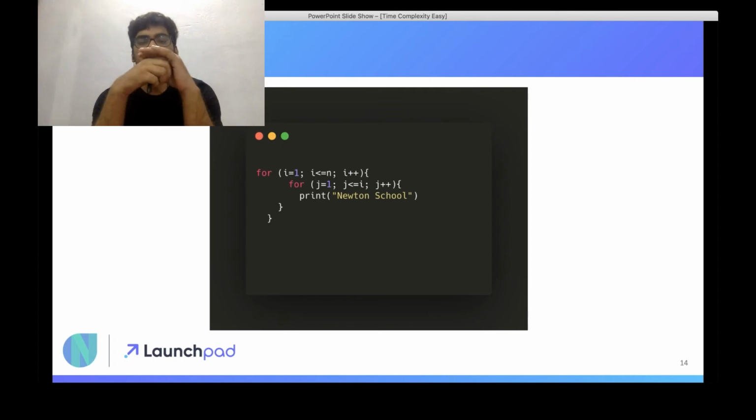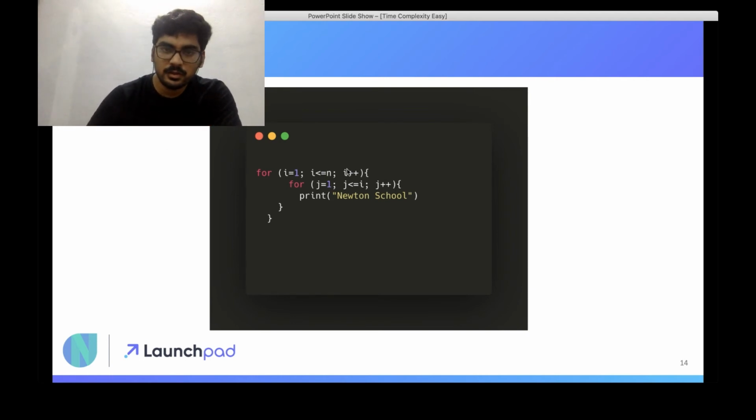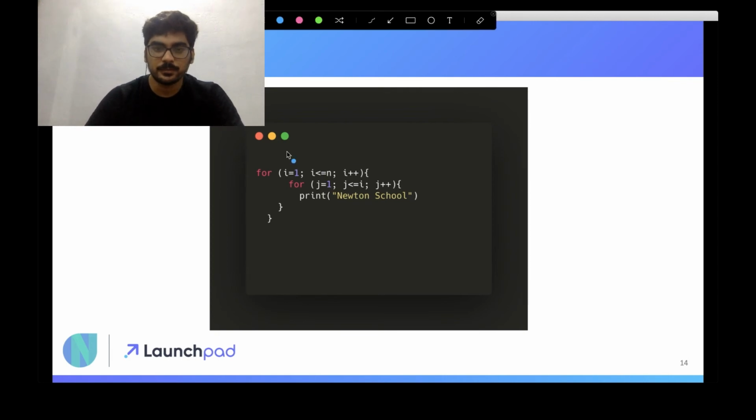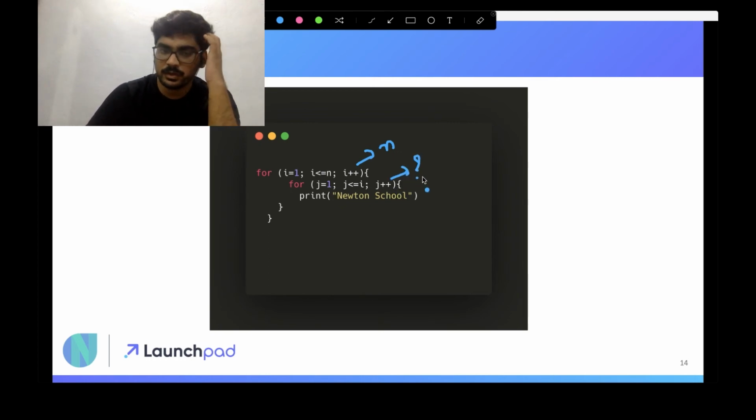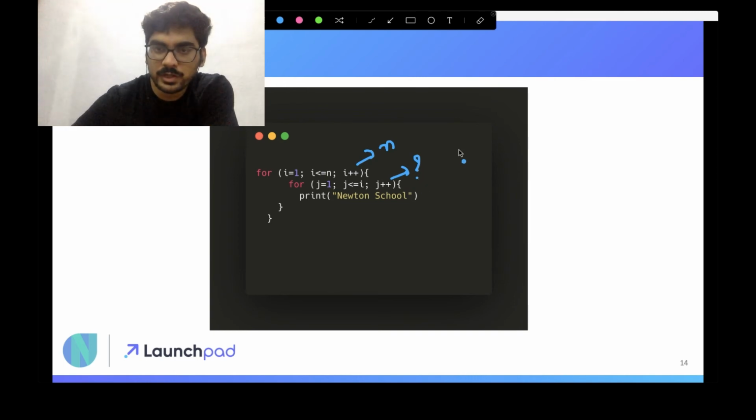Okay, now let's see what will be the complexity of this question. Now see, suppose you know the complexity of this line. You can say directly n. But let's suppose I'm not sure about this complexity, what will happen? Then what can happen? If I'm not sure, then we can calculate it the normal way.